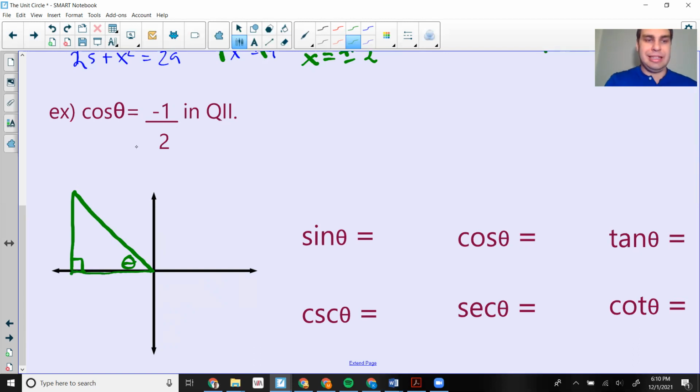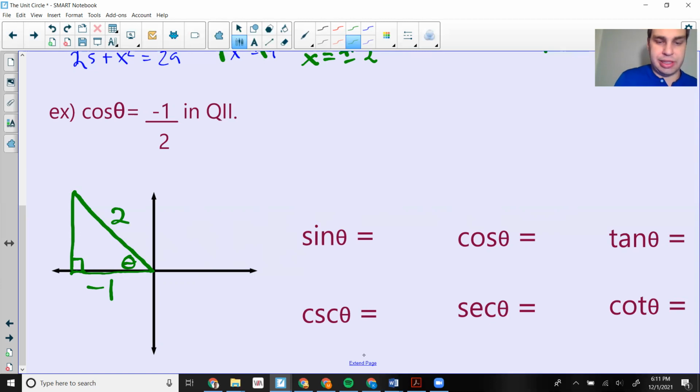All right, and now it says cosine of theta. Well, cosine of theta is the adjacent side right here over the hypotenuse. And so in this case, I can put this as -1, which is good because it is going to the left, right? And then a 2 on the hypotenuse.